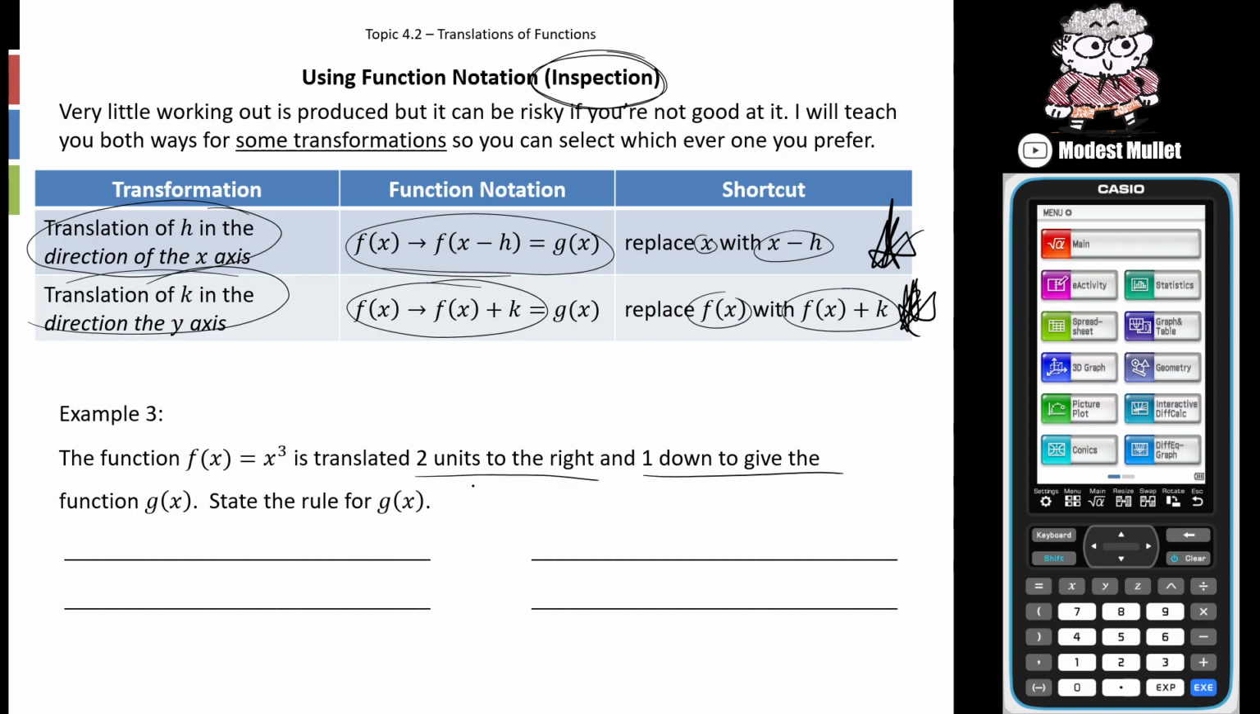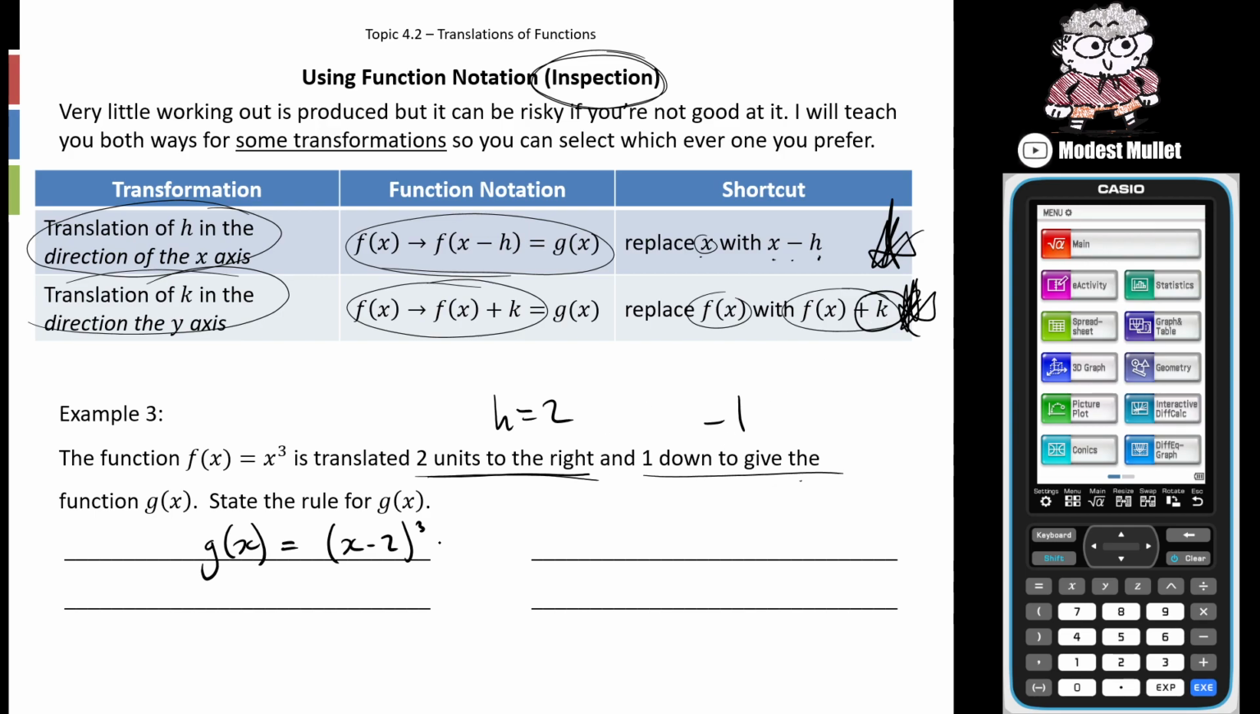Okay, well, I'm 2 units to the right, so I need to replace x with x minus h. So my h in this case is 2, and 1 unit down, so in this case my k is minus 1. So following these rules, wherever the x is, I'm going to replace it with x minus h. So g of x is going to be equal to, instead of the x, well, I have to put x minus 2, because there's a minus here. Okay, and then whatever my h value is, and then I need to put a plus k on the end.